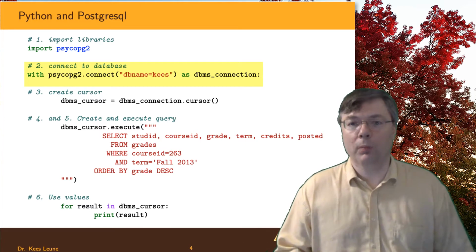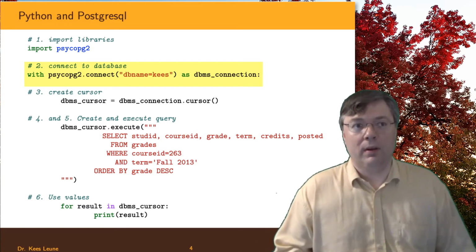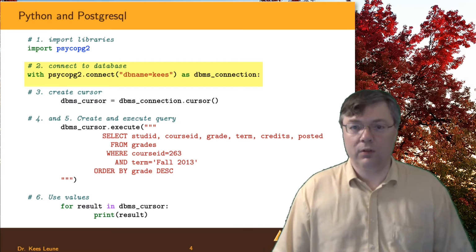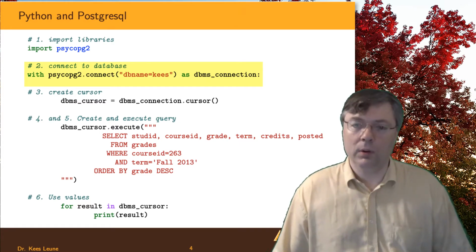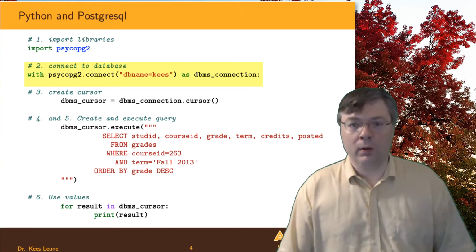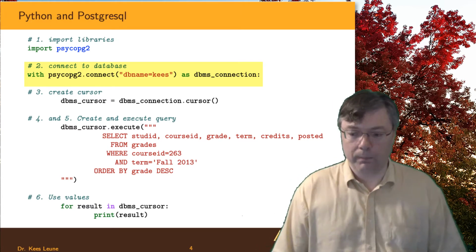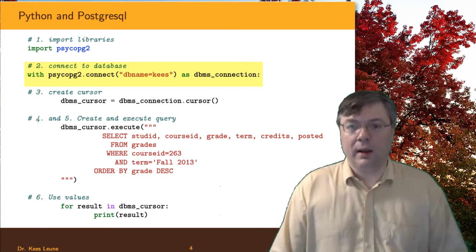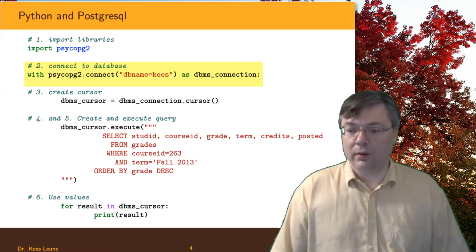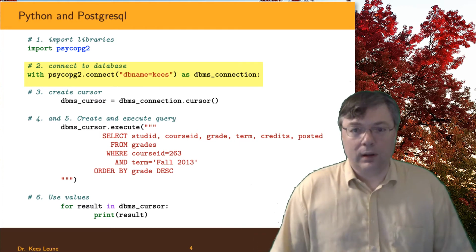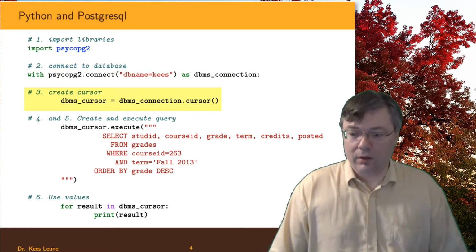But in more complex deployments where maybe the database runs on a remote system, you may have to provide additional information here, such as host names, port numbers, or whatever we need in order to identify where the database actually lives and which database we're looking for. That's going to give us a connection handle back. In our case, I called that the DBMS connection. With that DBMS connection, we can create our cursor, that's line 3.